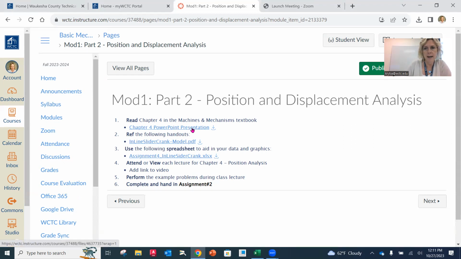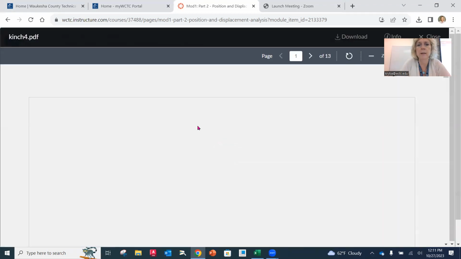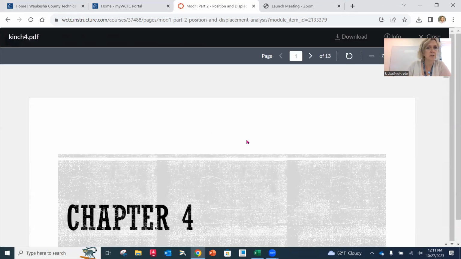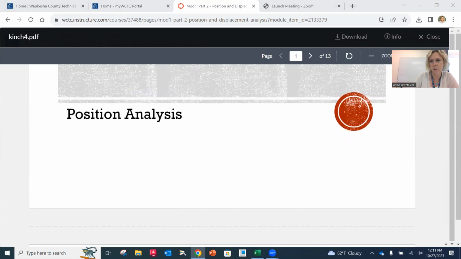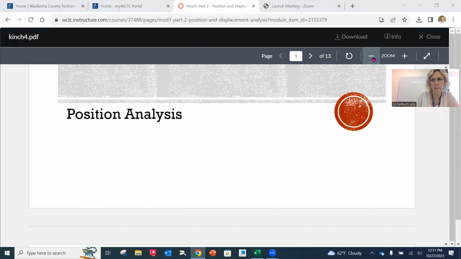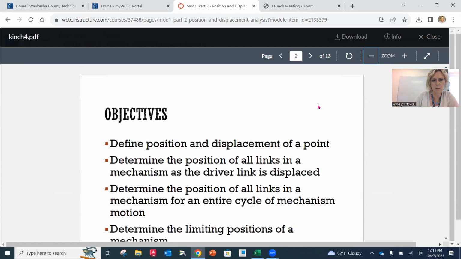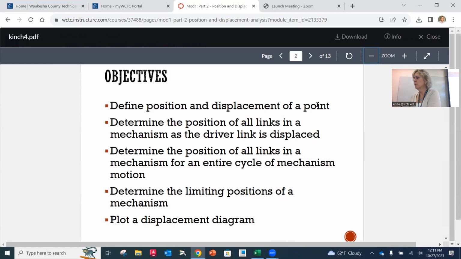So I have the PowerPoint presentation here in PDF form, and this is going to be chapter 4, but we will go back to chapter 3 actually very soon. But for right now, we're going to skip a little bit. So I'm going to zoom out. And so if you want to open up your book to chapter number 4, that's where we're going to be.